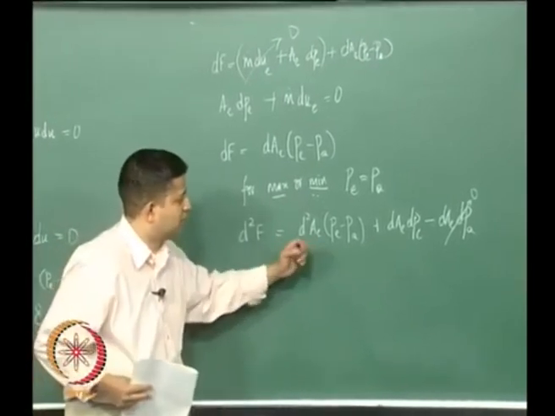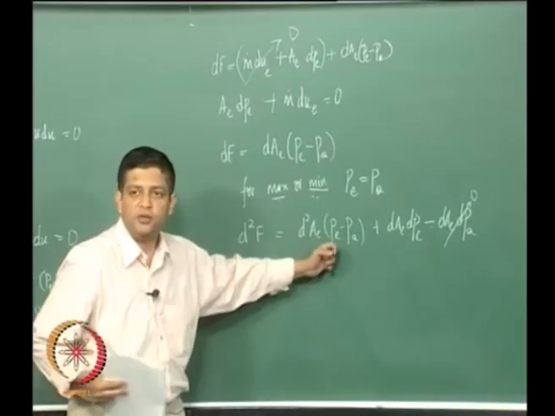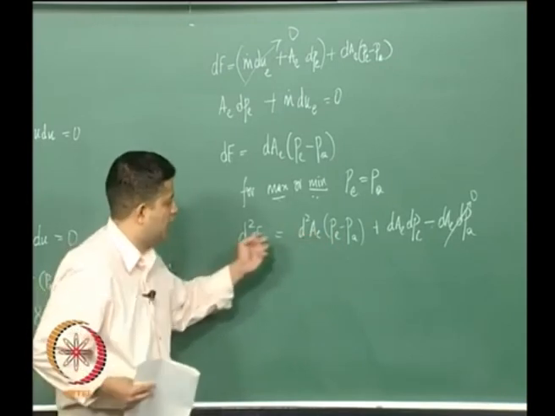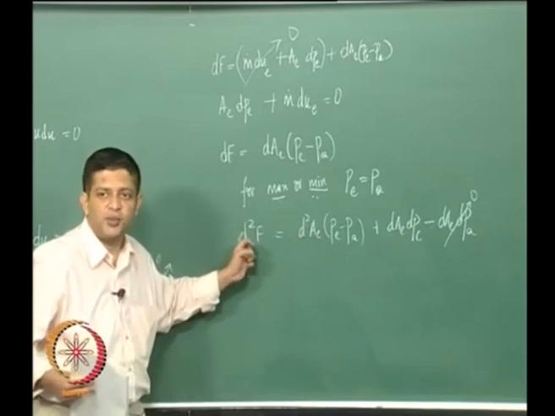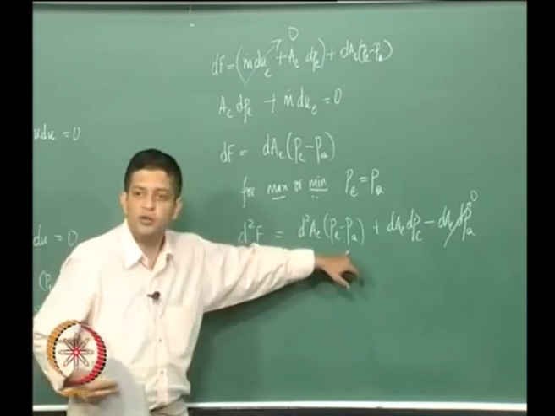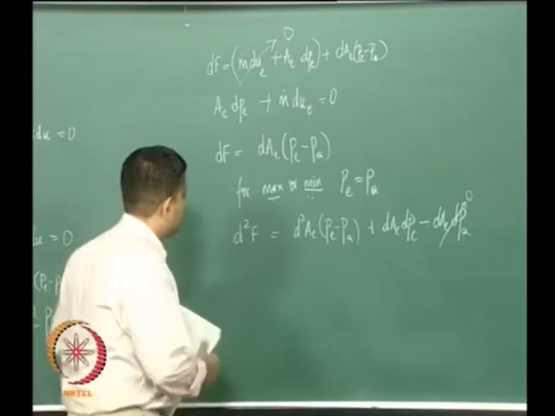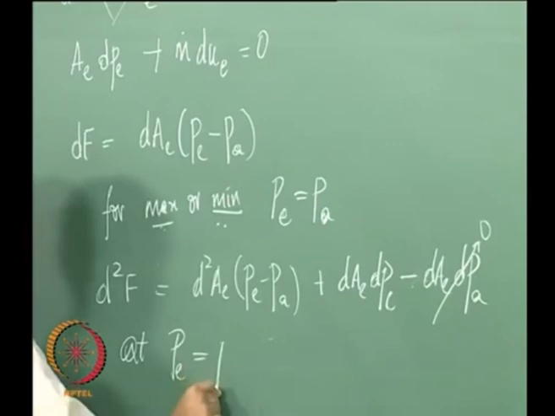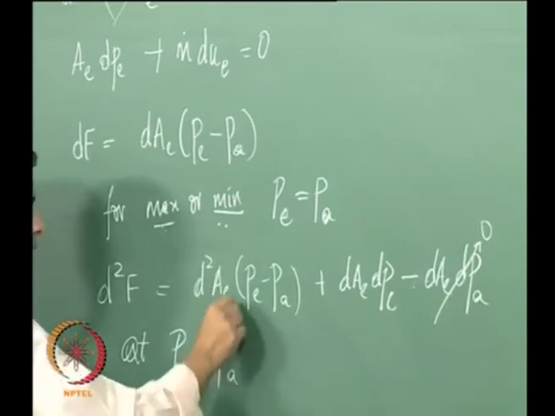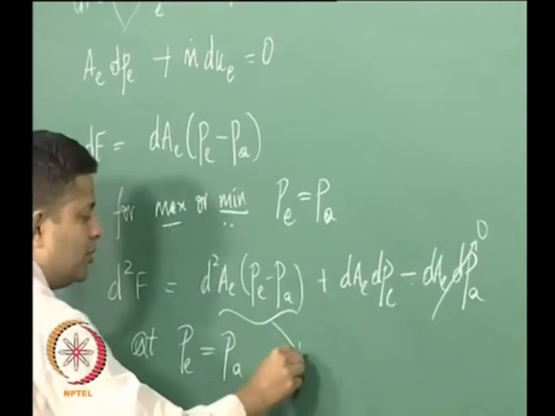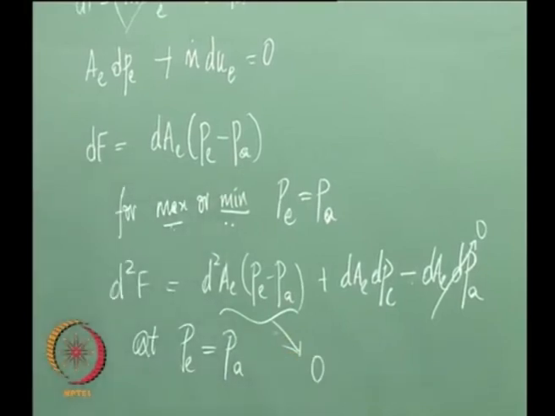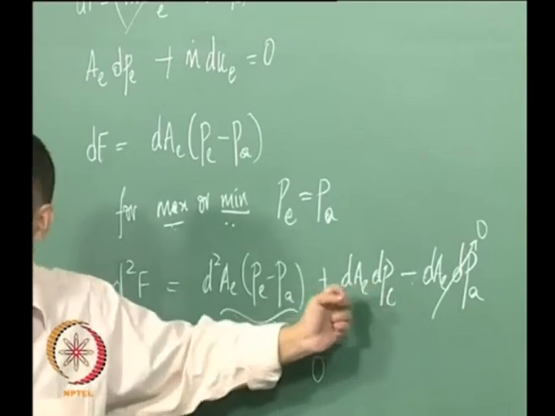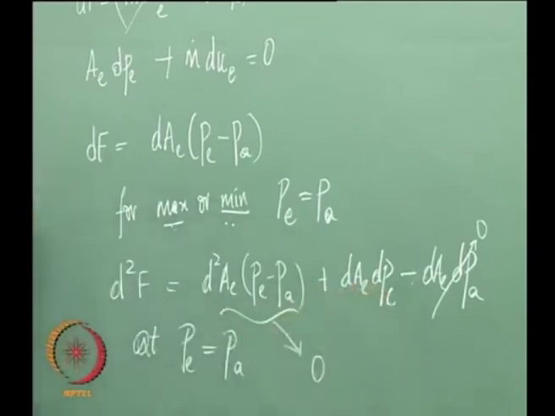Now, if you look at these 2 terms, for PE equal to PA, the first term will go to 0. We are looking at what happens to the sign of d square f when P is equal to PA, right. So, at P is equal to PA, this term goes to 0, okay. So, we will be left with only this term. Now, let us examine what is the sign of this term.